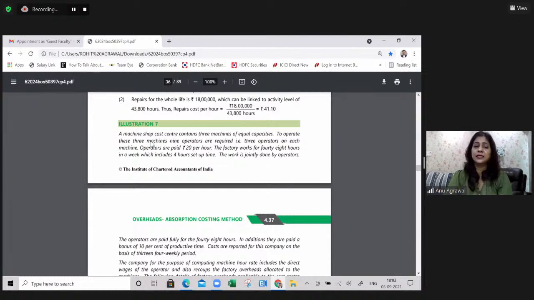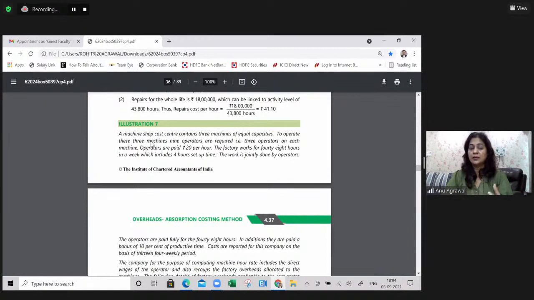Now, what do you mean by setup time and running time? Earlier ICAI used to ask us questions wherein we expected the student to calculate a machine hour rate for setup time and machine hour rate for running time. But now ICAI has done away with that and we are not asking you any question on that.